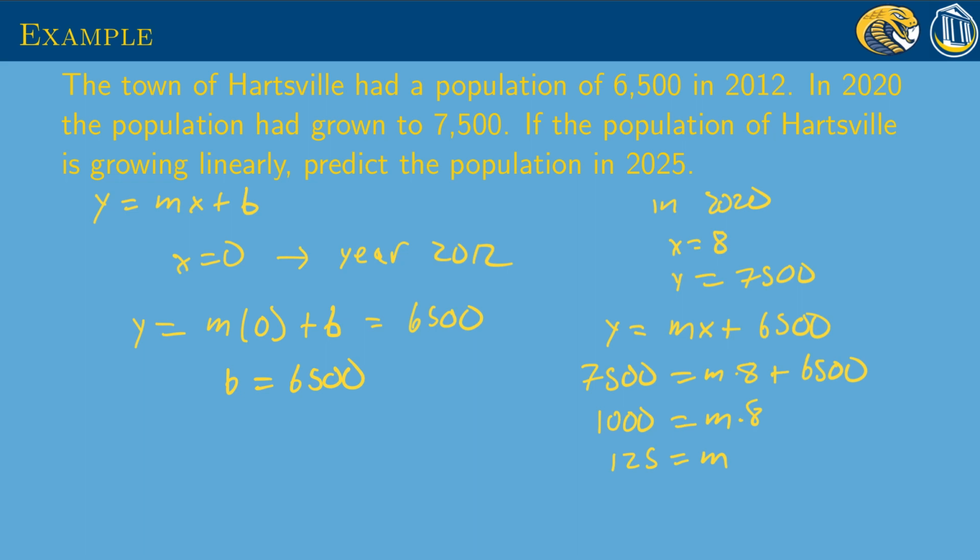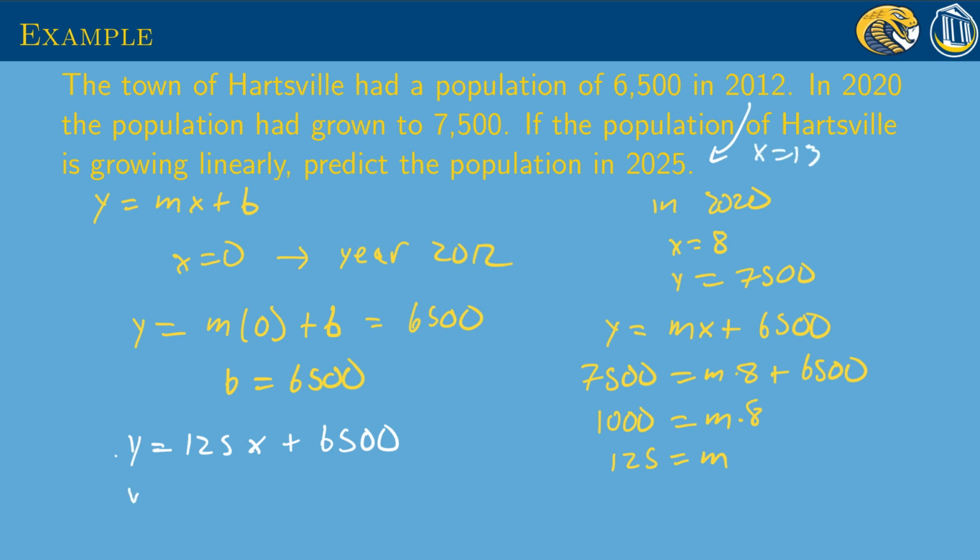Now we have our slope, we have our intercept. We can combine those into an equation, y equals 125x plus 6,500. And then if we want to predict what the population will be in 2025, we can do that by just figuring out how many years that is. Specifically, 2025 is 13 years after 2012, x equals 13.